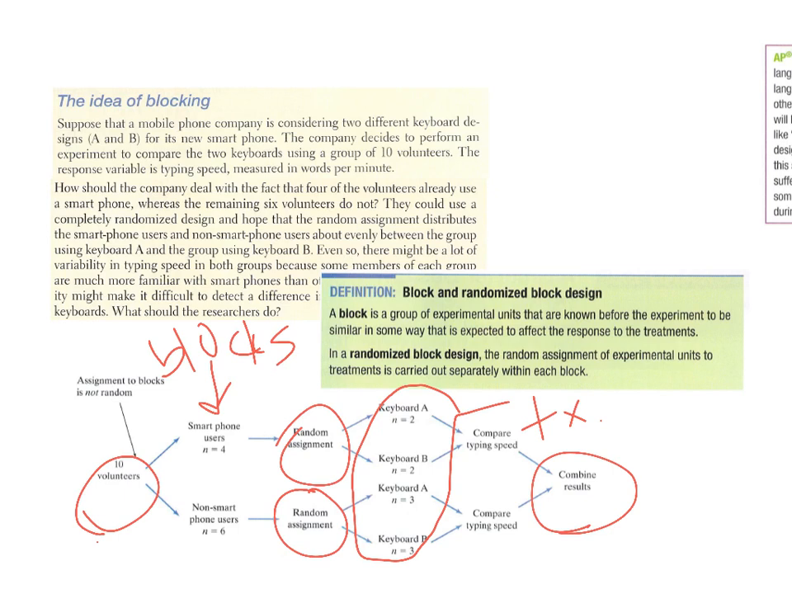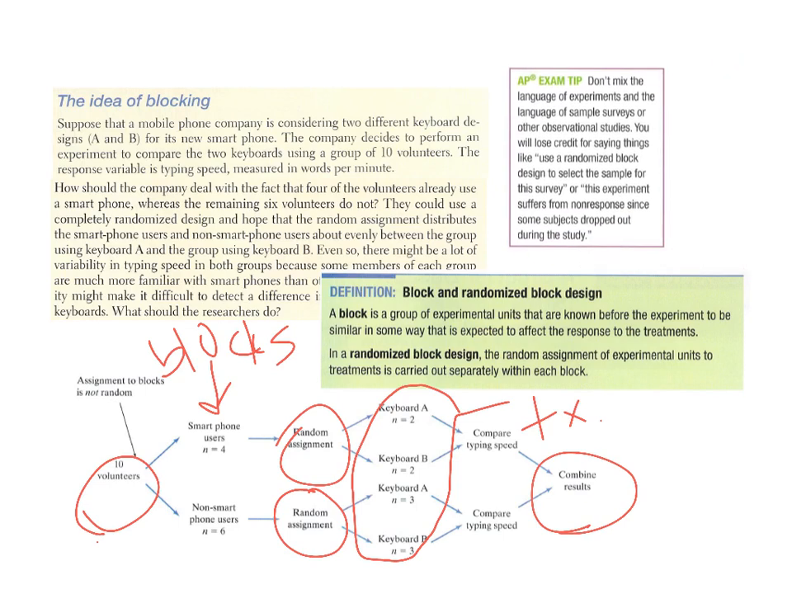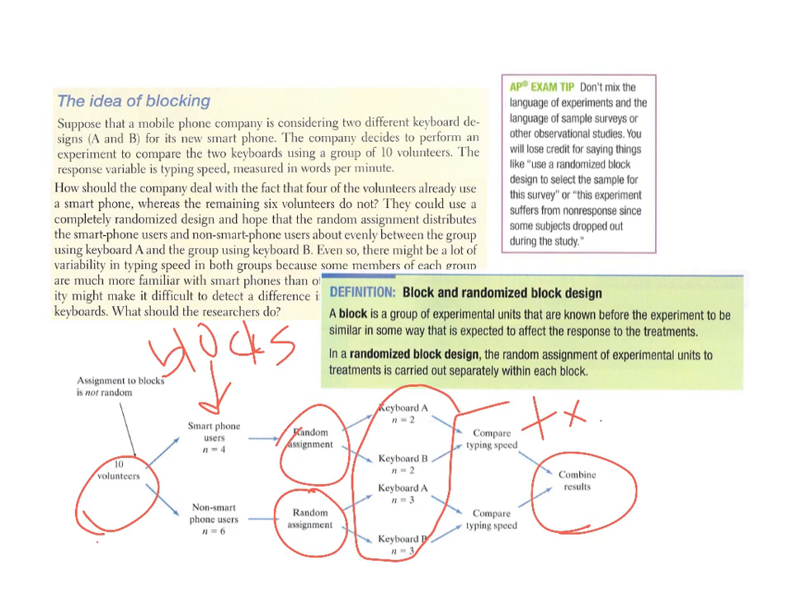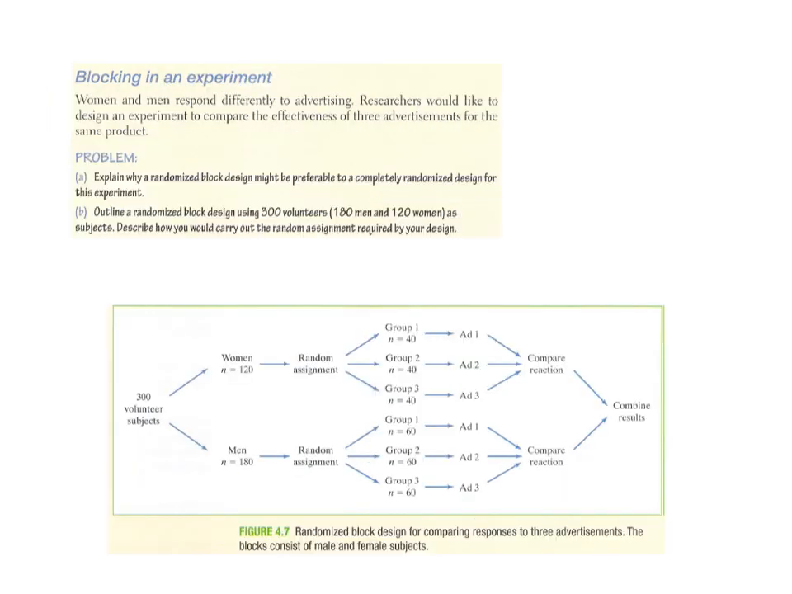Pay close attention to the language that you're using. It is important that you are not mixing up your language. The tip here is about the language of experiments versus the language of sample surveys or observational studies. You cannot say you have a randomized block design for a survey, nor can you say that your experiment has non-response. We really need to make sure that our vocabulary is sorted out: what goes with sample surveys, what goes with experiments, and what goes with observational studies. Let's look at this blocked example.